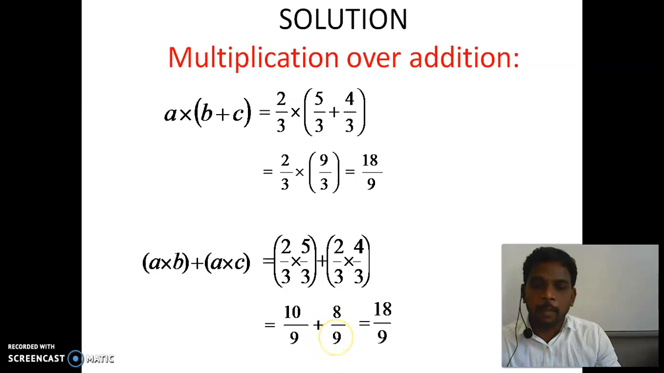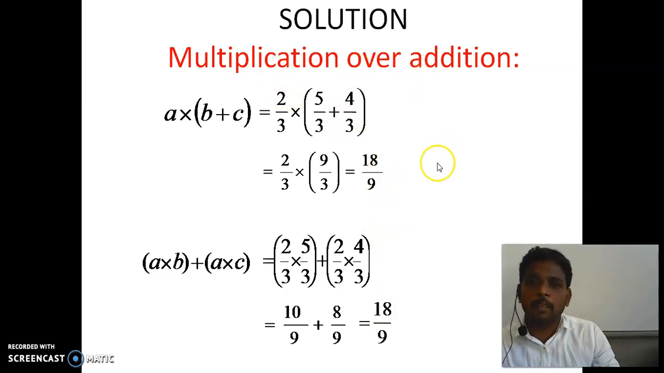So 10 plus 8, 18. Here 9. So 18 by 9. So the left hand side result is 18 by 9 and the right hand side result is also 18 by 9. Therefore the property of multiplication over addition is verified.